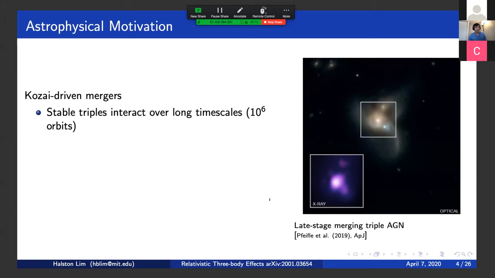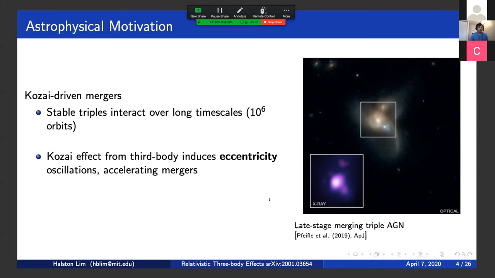So how does this effect work? I would say that there are three essential ingredients to understand. The first being that stable triple systems interact over long timescales, up to millions of orbits potentially. The Kozai effect from the third body can drive up the eccentricity of the inner binary. And since the gravitational radiation timescale drops with eccentricity, the merger process is accelerated.